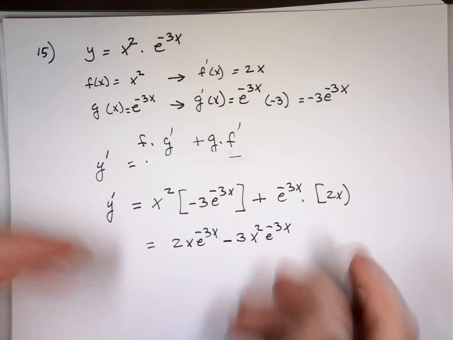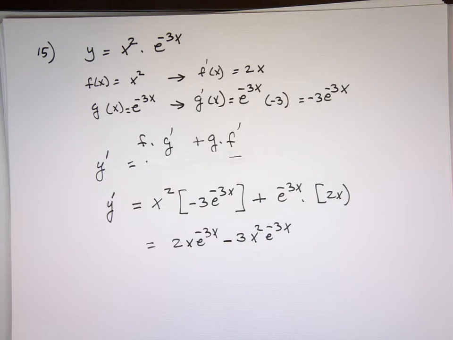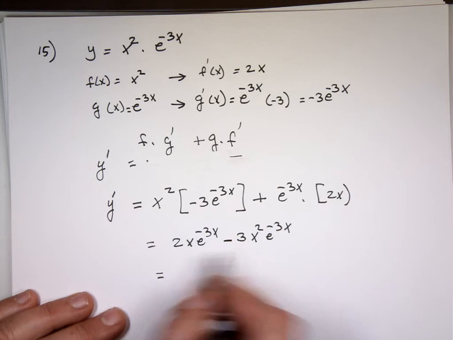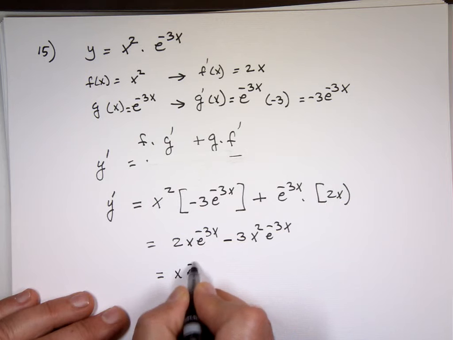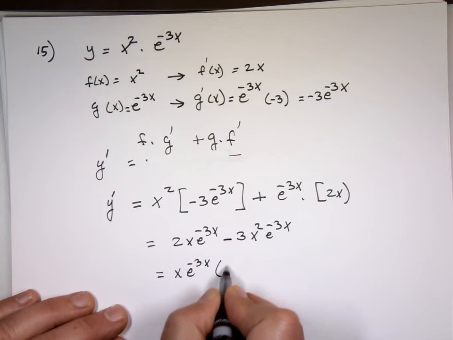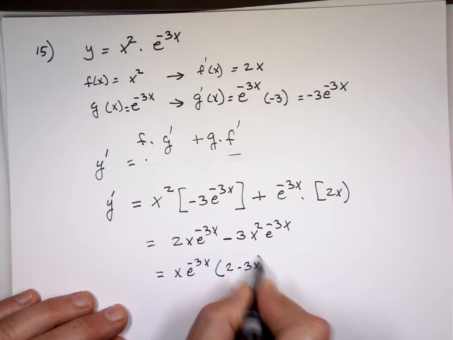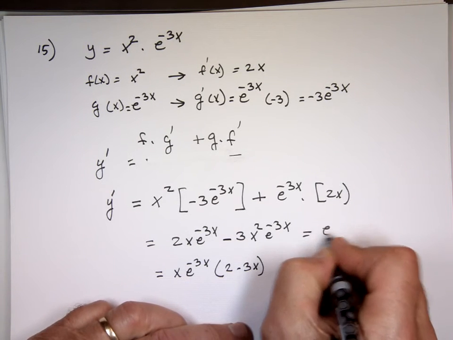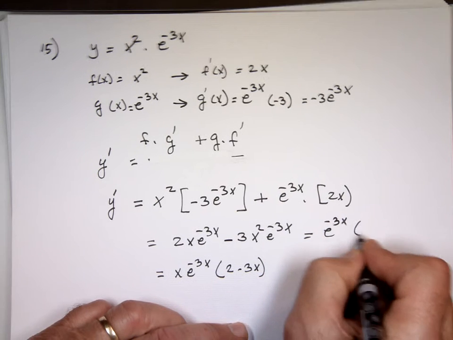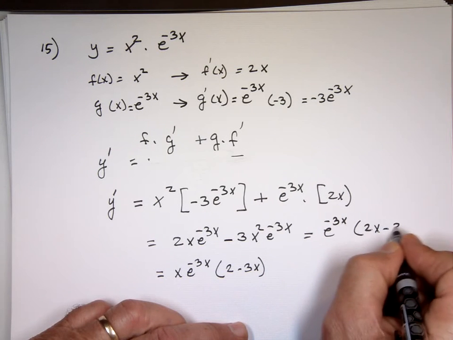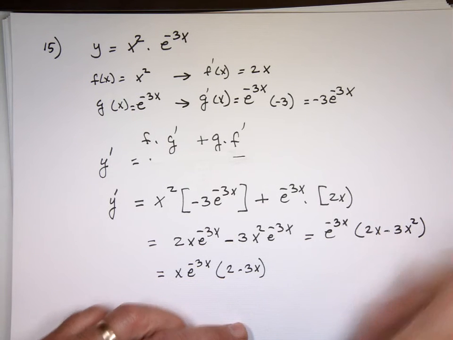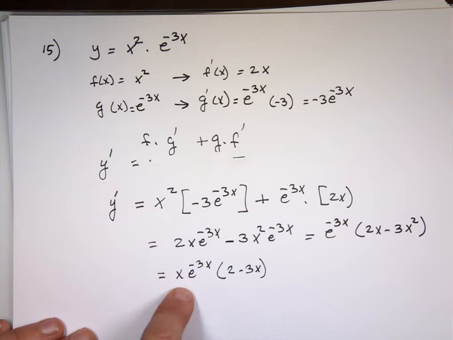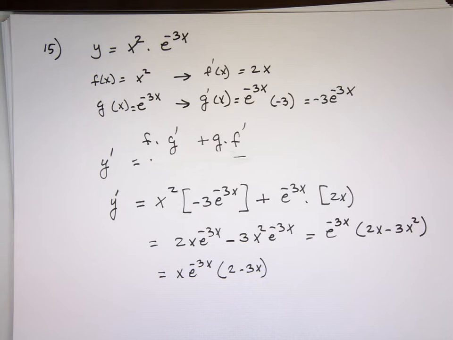I could take x e to the negative 3x out if I want to. If I do that, what's left? 2 minus 3x. They'd probably leave it like this. Or they could just take out e to the negative 3x and leave the whole thing like 2x minus 3x squared. I don't think they care if you take this out or take the x out. If you want to factor it completely, this is complete, but I'm sure the software doesn't care.